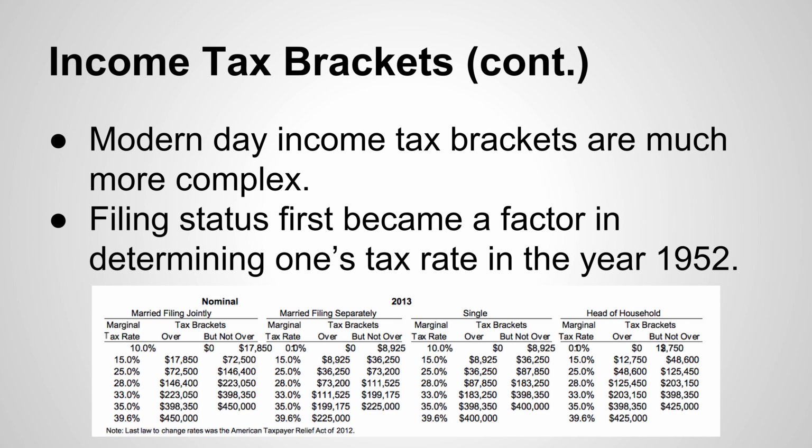Modern-day income tax brackets are much more complex. Filing status first became a factor in determining one's tax rate in the year 1952. Here we have the tax brackets for the year 2013. The possible filing statuses are married filing jointly, married filing separately, single, and head of household.